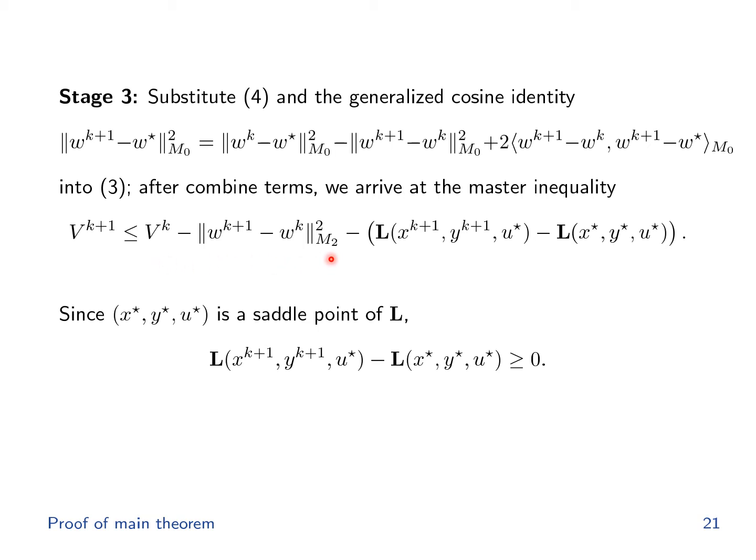This term is non-negative because M2 is block diagonal and positive semi-definite, and we have argued that this Lagrangian difference term is also non-negative. Recall that the Lyapunov function formulation involved two squared terms involving two positive semi-definite matrices. So the Lyapunov function is lower bounded by 0. It's always non-negative. So this descent inequality immediately means that this term has to converge to 0 as k goes to infinity, as well as this term.